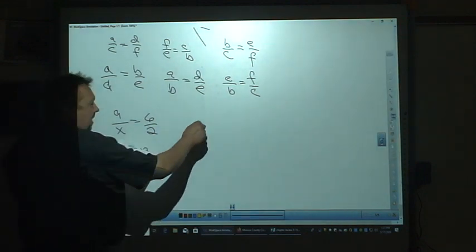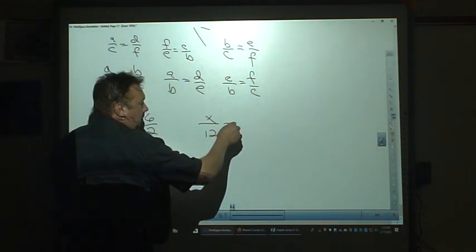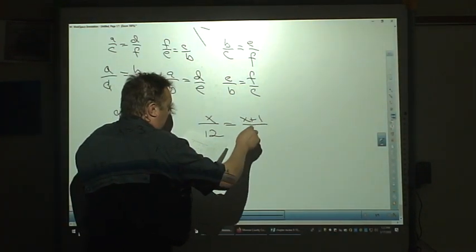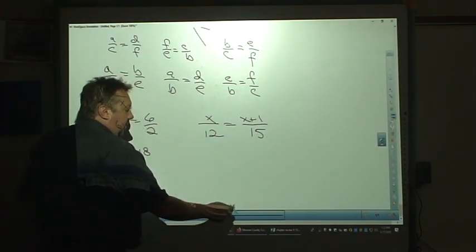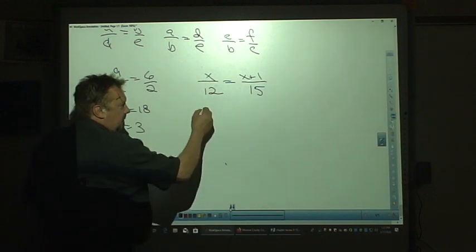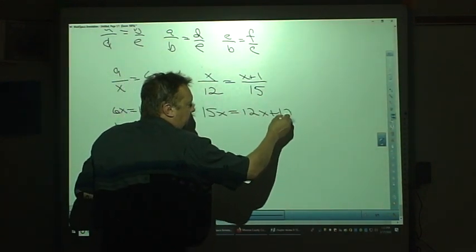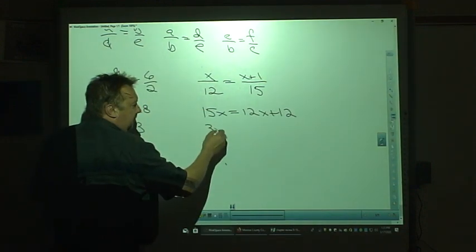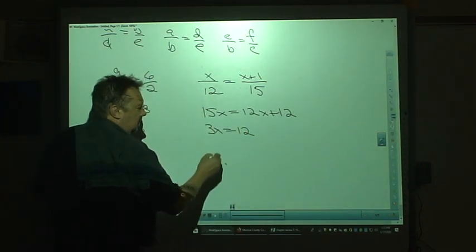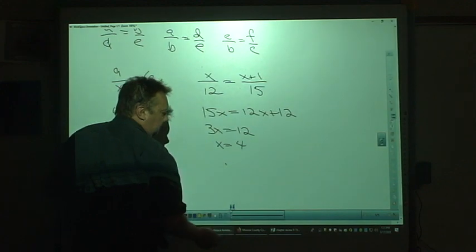On the next question, we have x over 12 equals x plus 1 over 15. Remember, set them up just like a proportion, because that's what they are. 15x equals 12x plus 12. 3x equals 12. X equals 4.